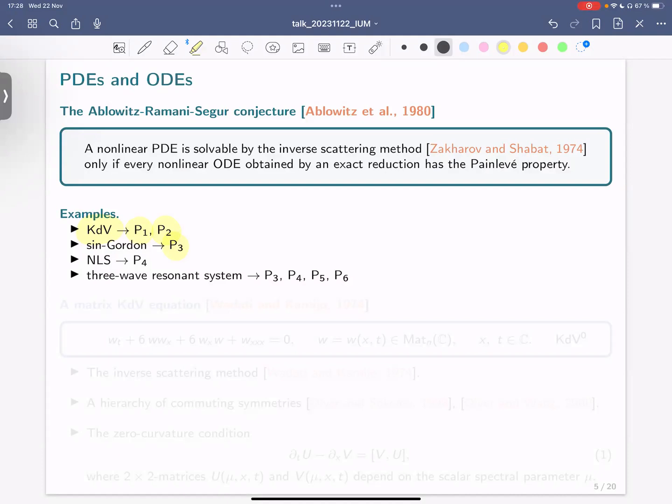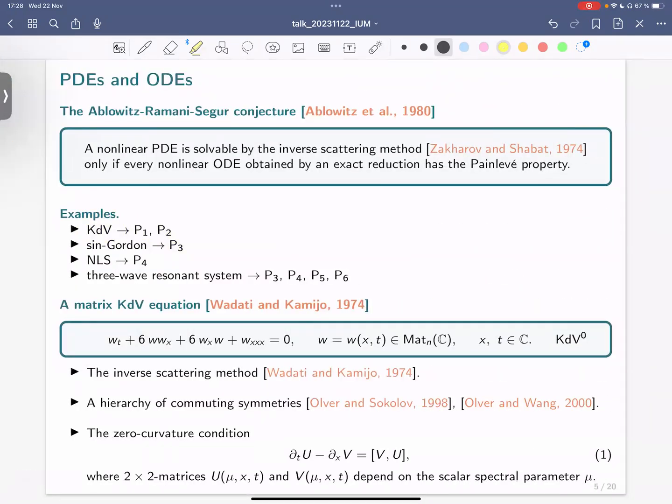So these integrable PDEs have analogs in the matrix case. For instance, the matrix KdV equation can be written in this form, and it was obtained in the paper by Wadati and Kamimura. They used the inverse scattering method in the matrix case. It's also known that this matrix KdV equation has a hierarchy of commuting symmetries, and it also has the zero curvature representation with some matrices U and V. We know that KdV in the Abelian case can be reduced to the Painlevé 1 equation. Now we would like to make the same reduction for this matrix analog of the KdV equation.